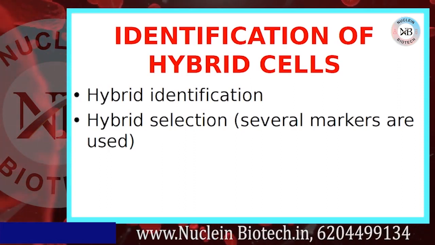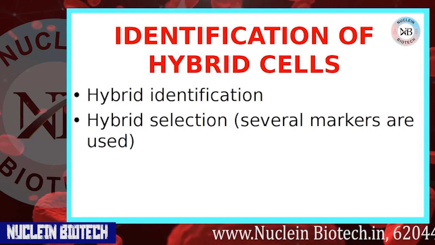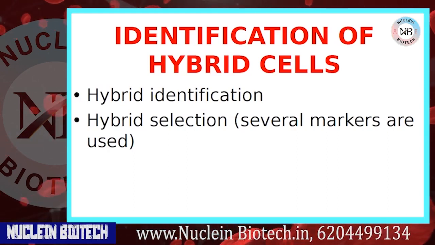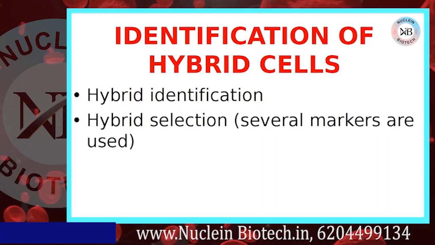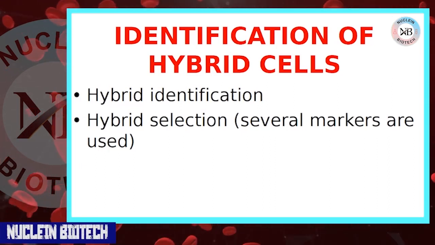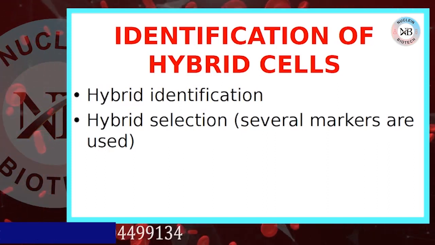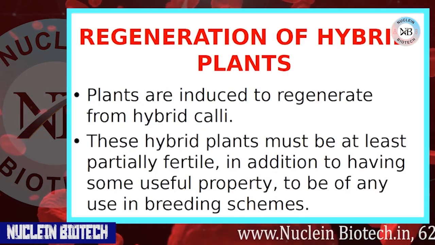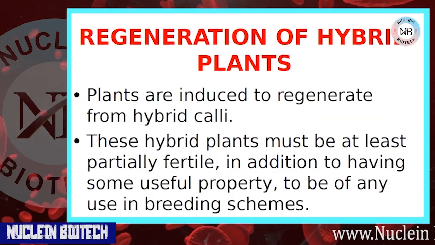FITC and RITC are used for labeling of hybrid cells. Next, presence of chloroplast and nuclear staining. Heterokaryon is stained by carbol-fuchsin, acetocarmine or aceto-orcein stain. Next is the hybrid selection.